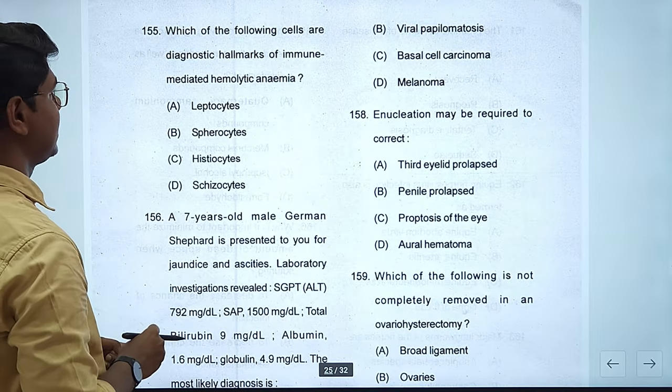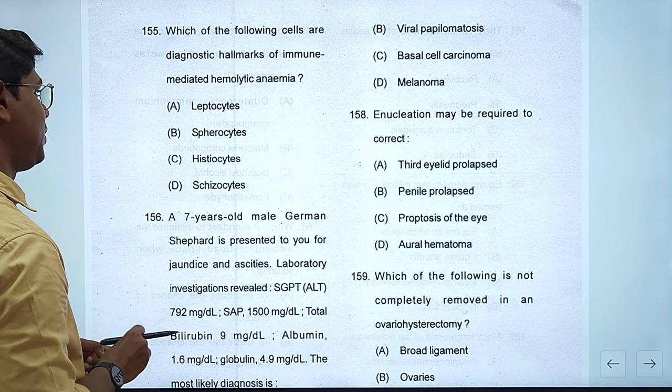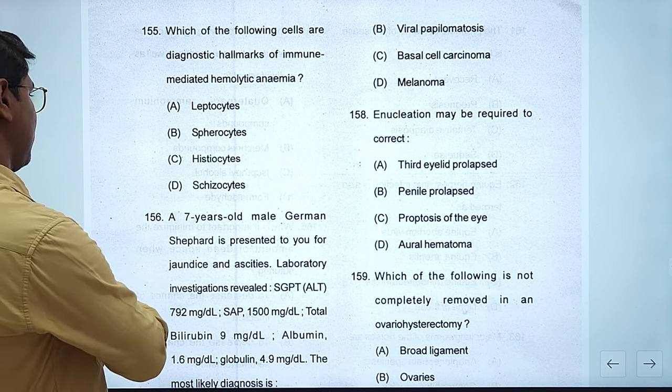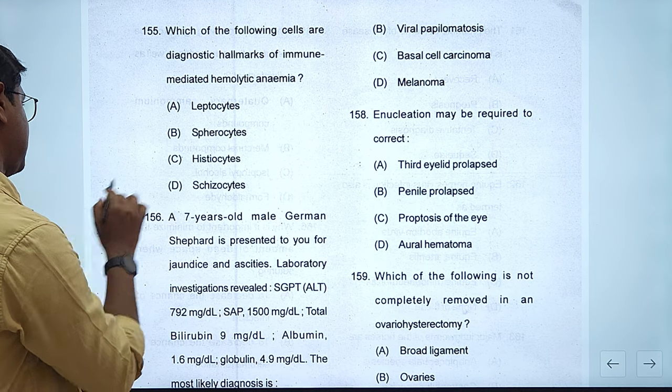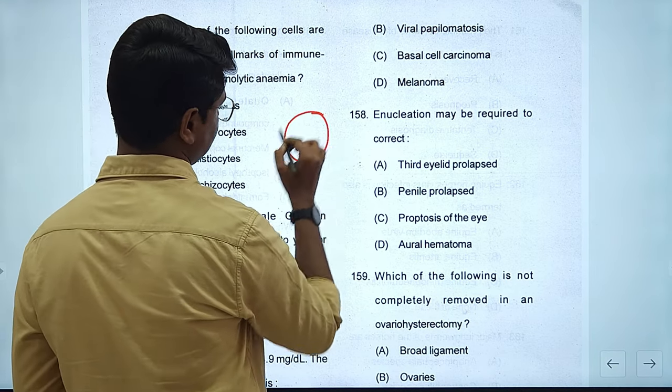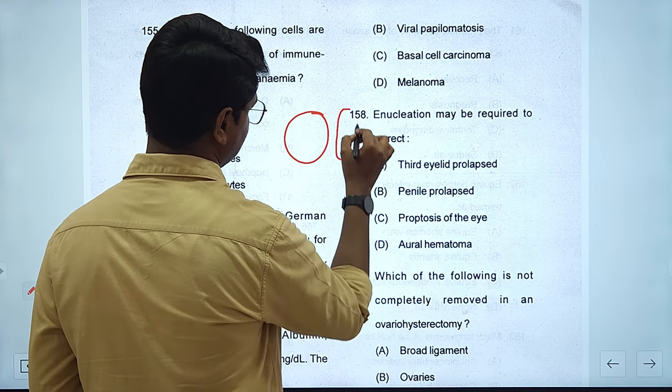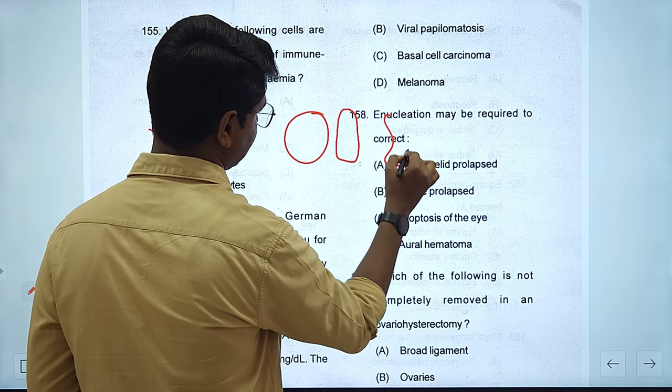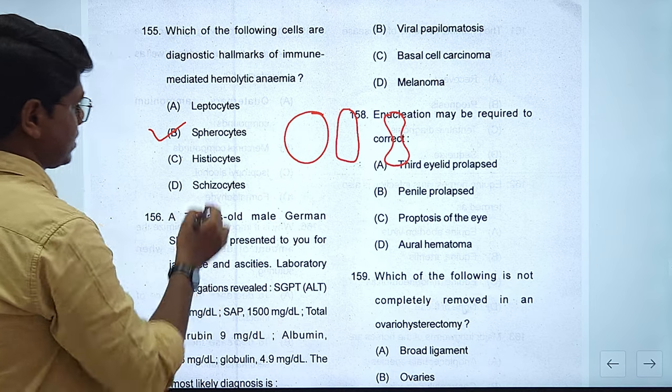Which of the following cells are diagnostic hallmarks of immune mediated hemolytic anemia? Answer is spherocytes. Spherocytes means it is a kind of RBC, but the biconcavity is lost. Normal RBC is slightly concave like this, but this concavity is lost in spherocytes.